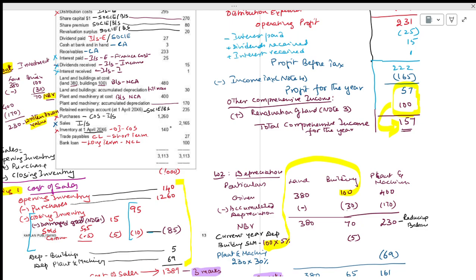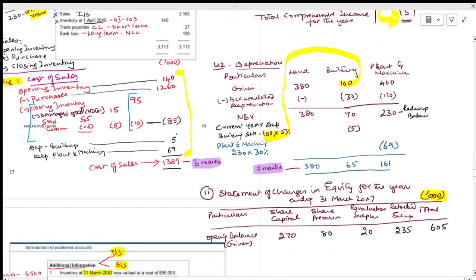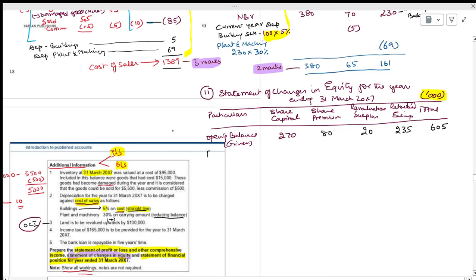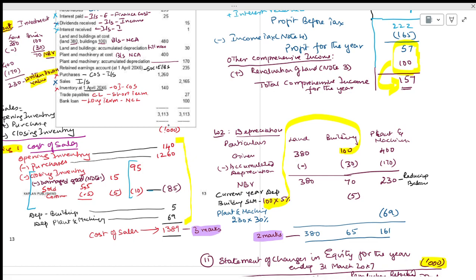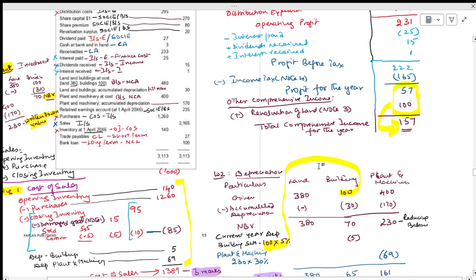57, yeah. 57. See the thing. Current year profit, profit for the year. Where do we have to show it? We have to show it in retained earnings. How much is there? 57. Profit for the year. And after profit for the year, we have shown something, OCI. What we have shown is the revaluation of land. How much is the revaluation of land?